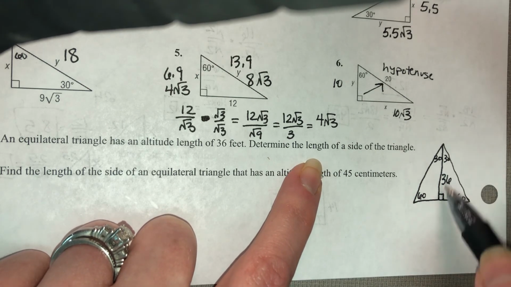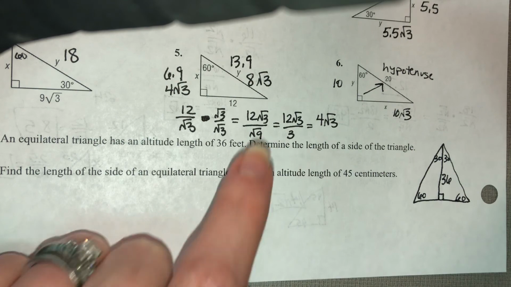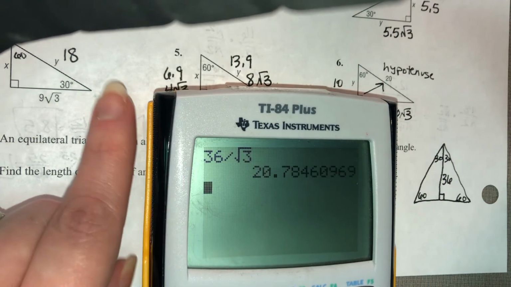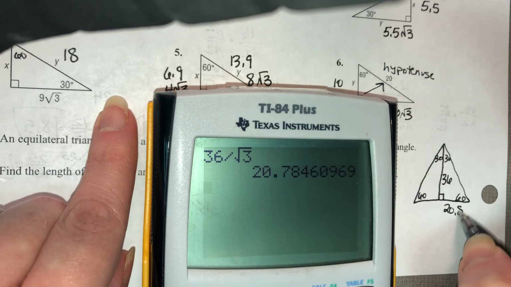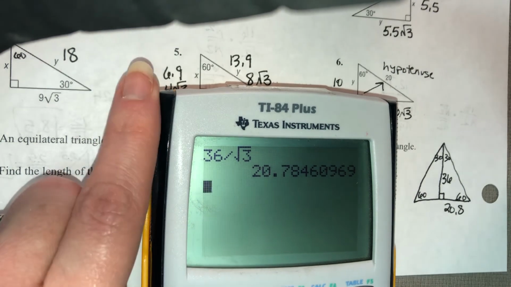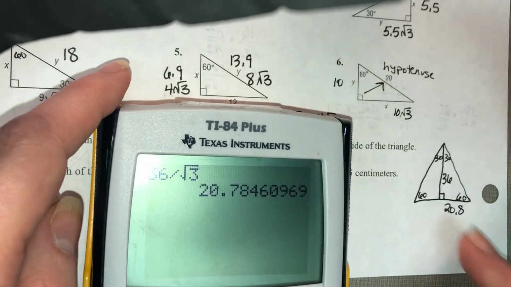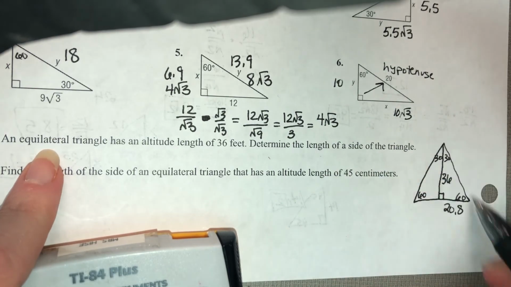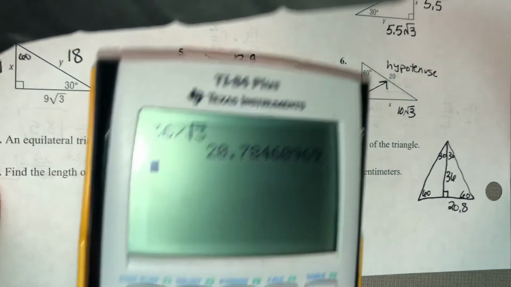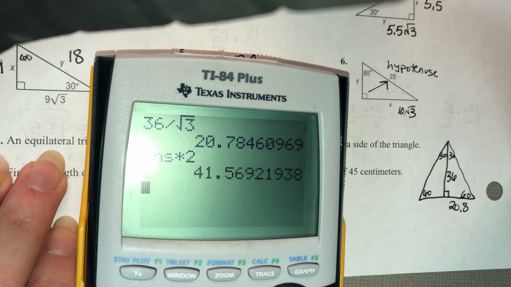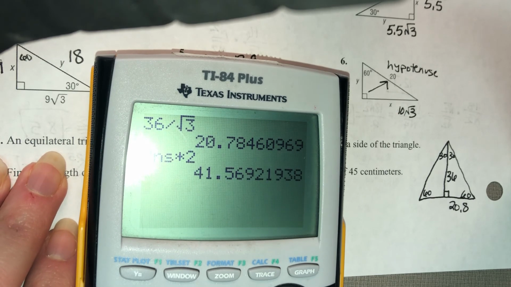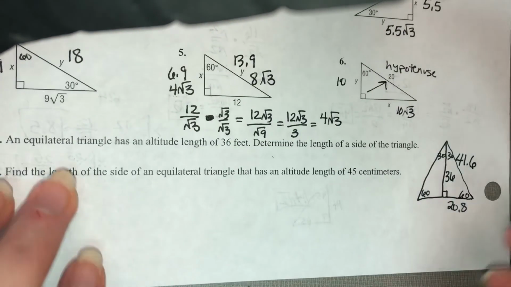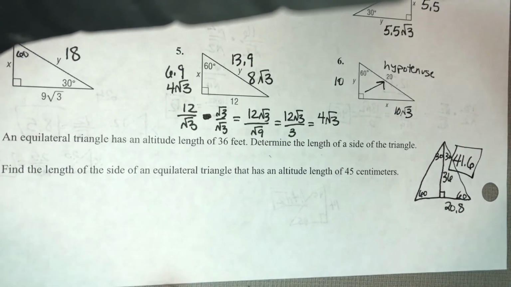Okay, well, we're given the long leg, so we have to divide by the square root of 3. 36 divided by the square root of 3 gives us the short leg. That's 20.8. I'll round up to an 8. And then I'm going to double this to get the hypotenuse, which is going to be the length of the side of this equilateral triangle. So times 2, 41.6 is the length we're looking for here. That's the answer to the problem.